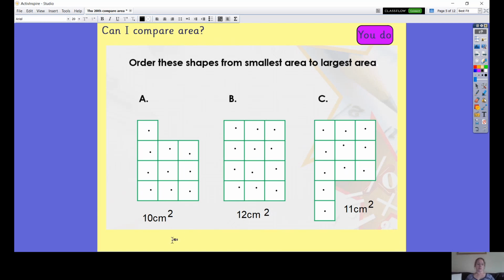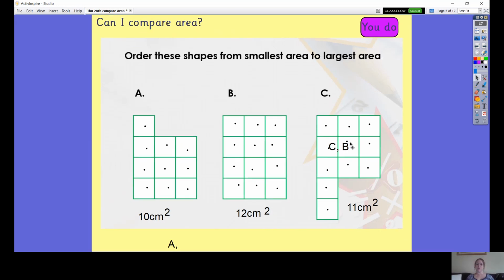So A is first because 10 is the smallest number. Then I've got 11 and 12 left. So 11 is the next smallest number. And then 12 is, oh, where have they gone? They disappeared up there. And then 12 is the last one. So it should read, you should have A, C, B.